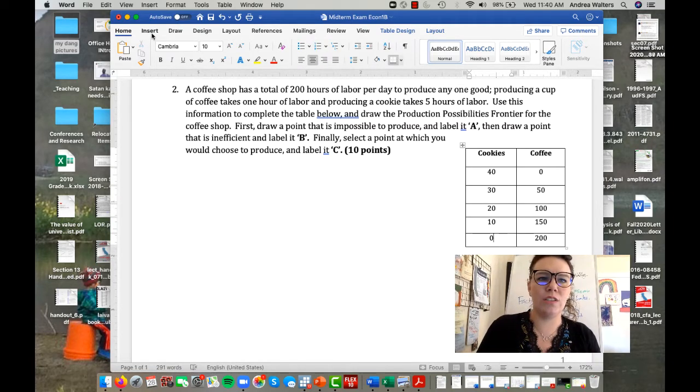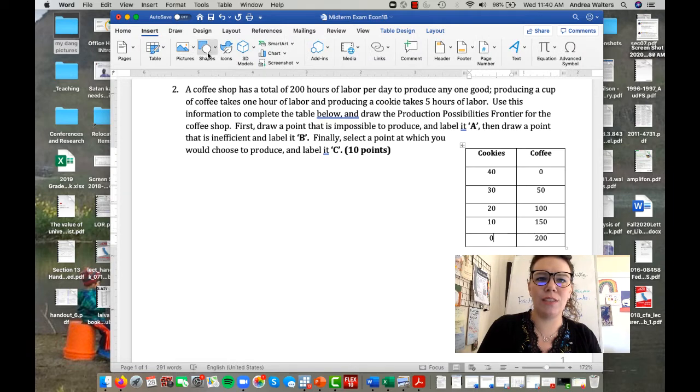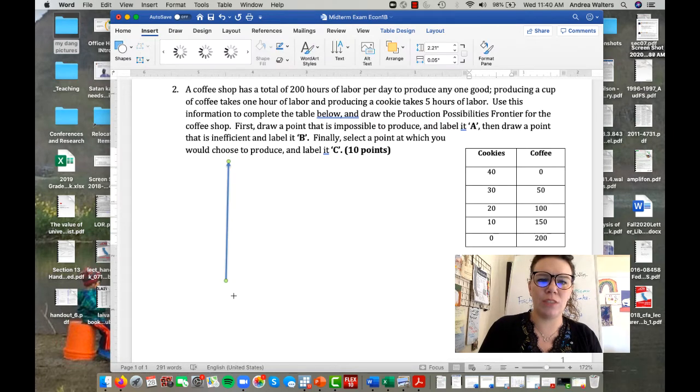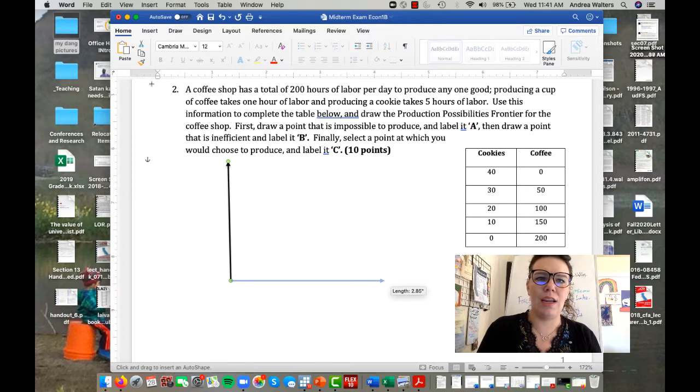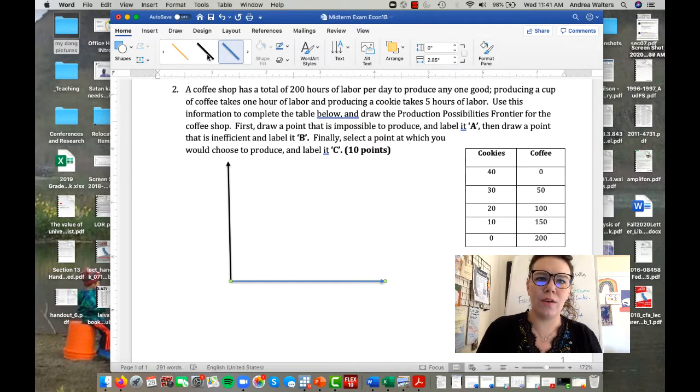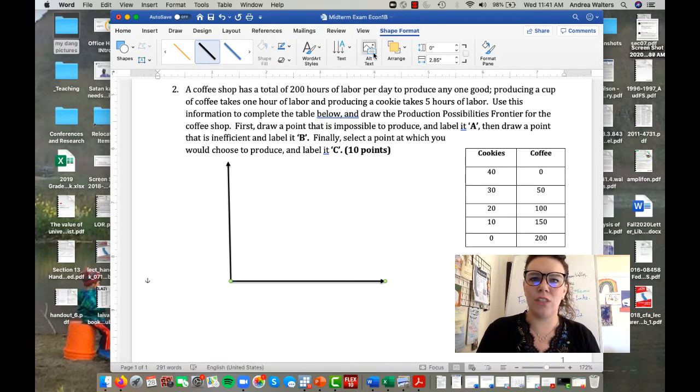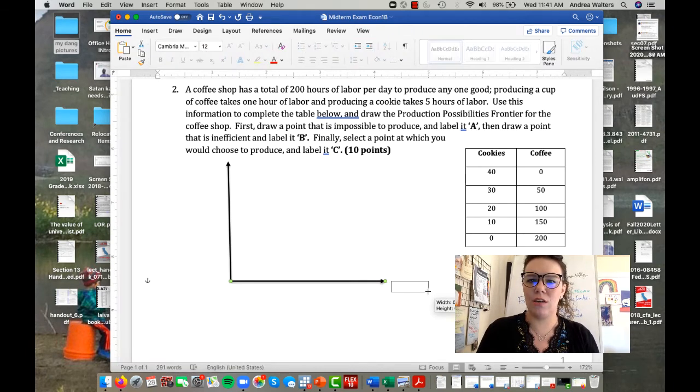The next thing you want to do is go ahead and graph your production possibilities frontier. You can draw it or do it any way that you like. I'm going to go ahead and use these inserted shapes to make my production possibilities frontier. And so I'm going to go ahead and straighten that out. And I want to put my 2 axes together. It doesn't really matter which side has cookies on it and which side has coffee. I'm going to go ahead and just put coffee down here.